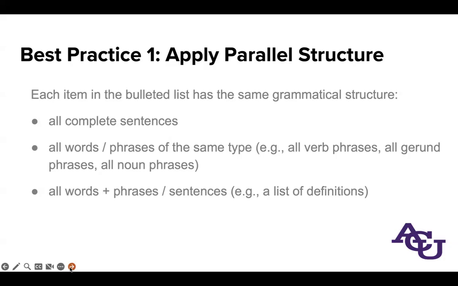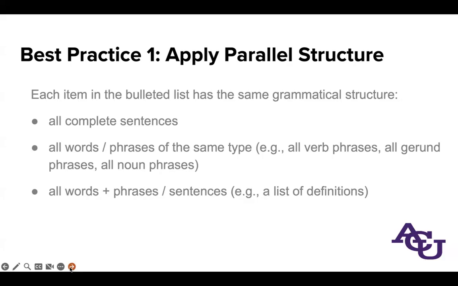So each item in a bulleted list will have the same grammatical structure. They can be all complete sentences. They can be all words or phrases of the same type. That means you could have all verb phrases, all gerund phrases, which we'll explain more in a minute, or all noun phrases. You could also have all words plus phrases or sentences. For instance, you could have a list of definitions where the word is followed by a sentence fragment or a complete sentence, or both actually, to define or further describe it.